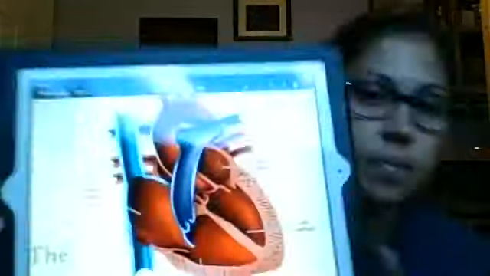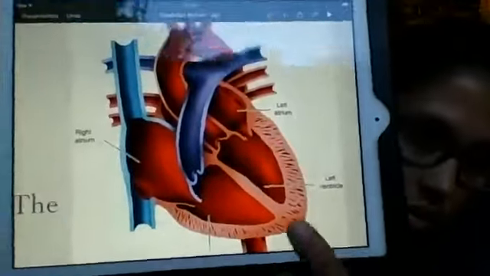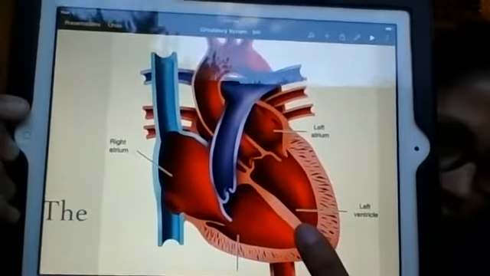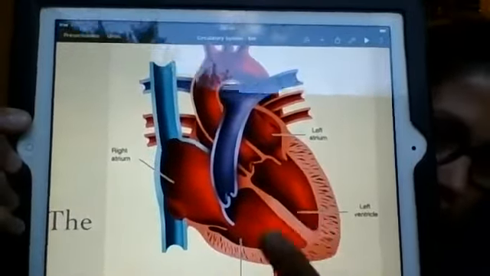Now, the left and right side of the heart is divided by this thick wall of muscle. Let me show you what that looks like. This muscle right here is a thick muscle that divides the 2 ventricles. Okay, so the muscle is called a septum. The right side of the heart pumps blood to the lungs, and the left side of the heart pumps the blood to the rest of the body.